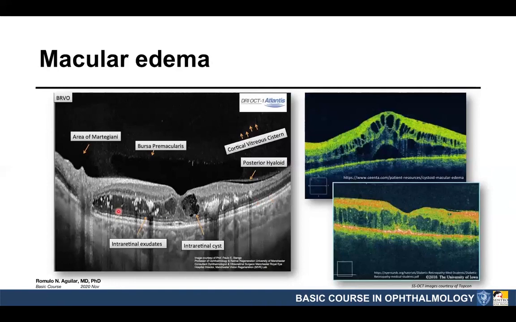Example of macular edema, you will see that the retina is thickened. You will see broadening of this hyporeflective space, which means it's filled now with fluid. Same here, only it's colored. Here there is some neurosensory detachment and what we call cystoid changes.